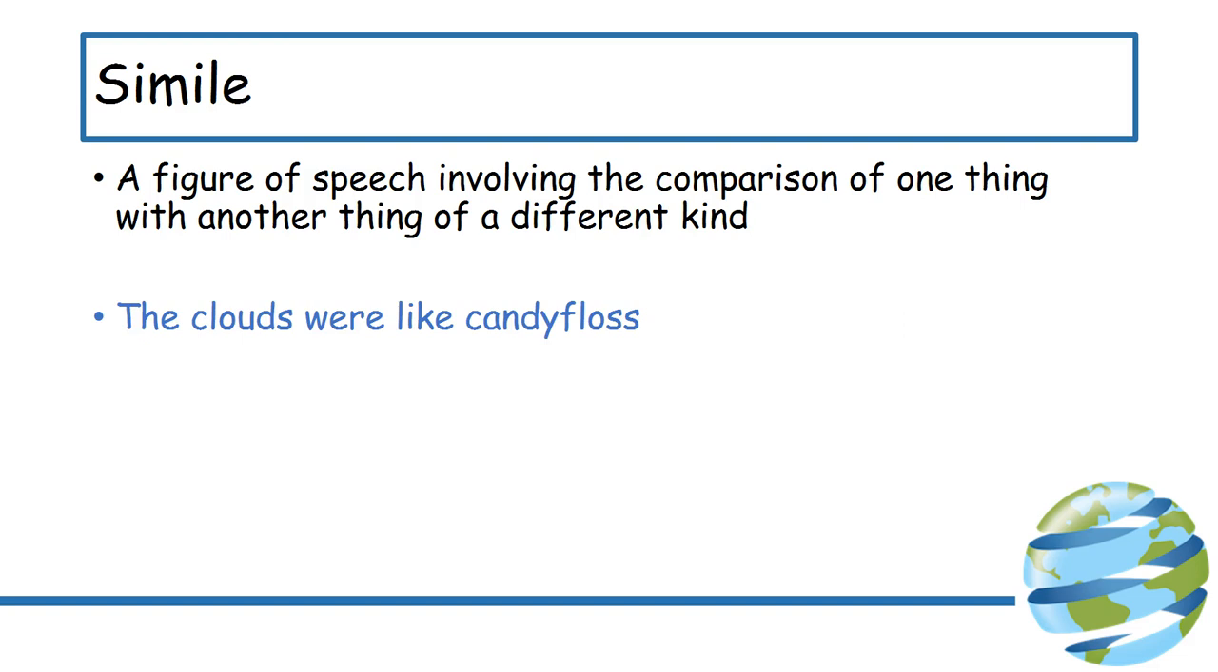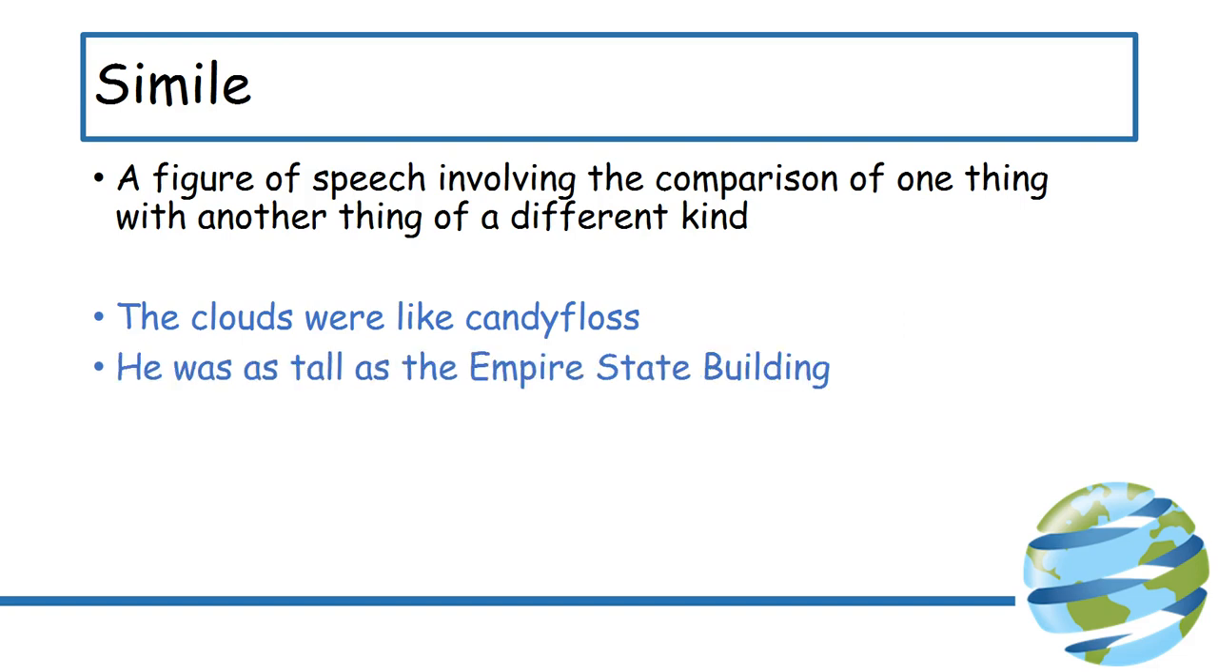For instance, the clouds were like candy floss. He was as tall as the Empire State Building. These are examples of you comparing something to something else. So for instance, clouds and then comparing it to candy floss by using the word like. You can also use the word as, as you can see in the second example.